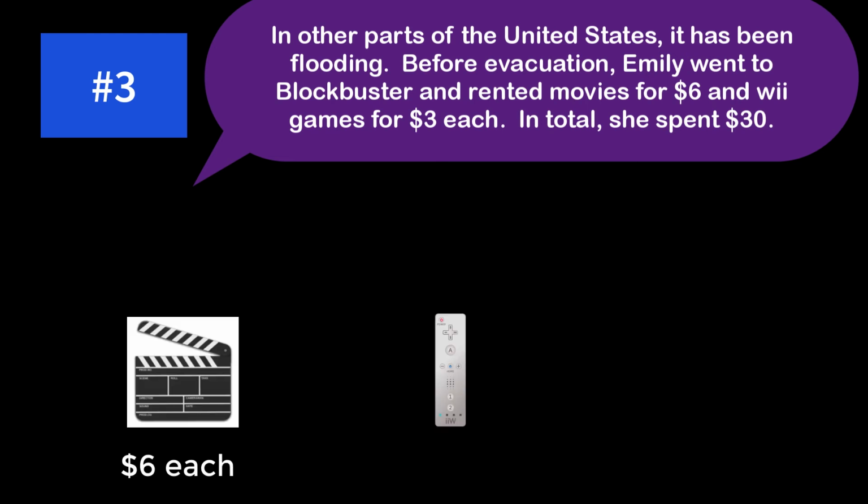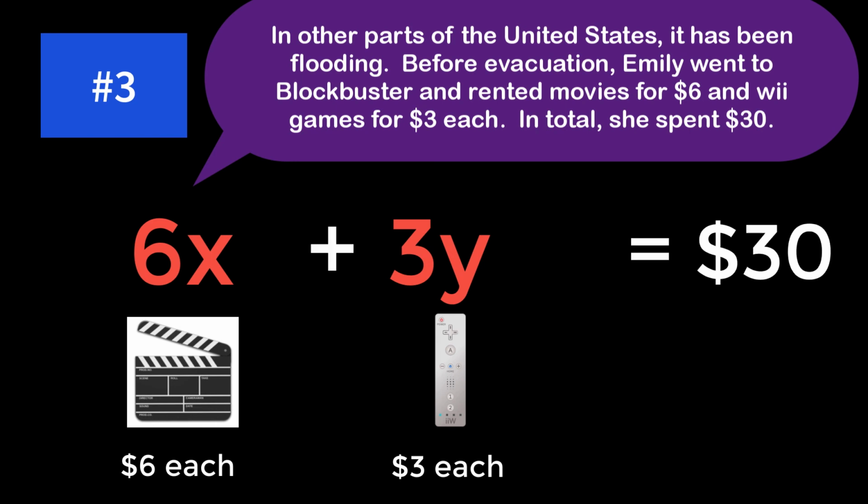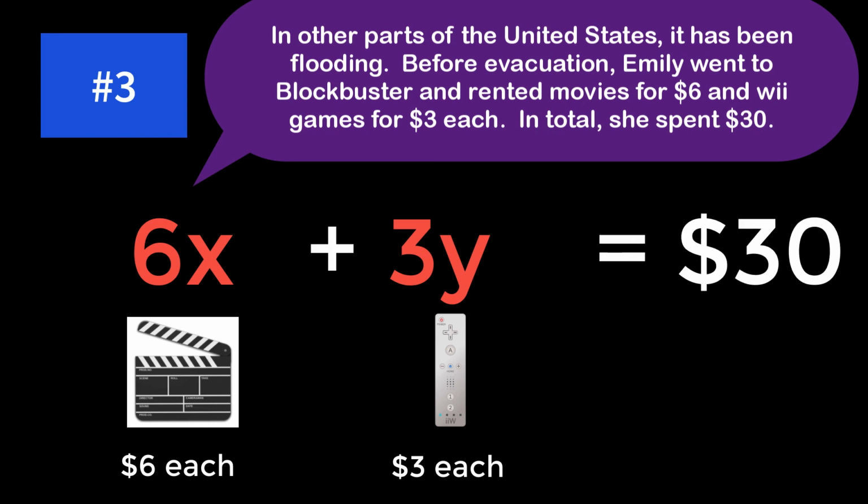If Emily spent $6 on each movie and $3 on each Wii game for a total of $30, what equation can we create? The expression 6x represents the amount she spent on movies. The expression 3y represents the amount she spent on Wii games. Altogether, she spent $30. So our equation is 6x plus 3y equals 30.